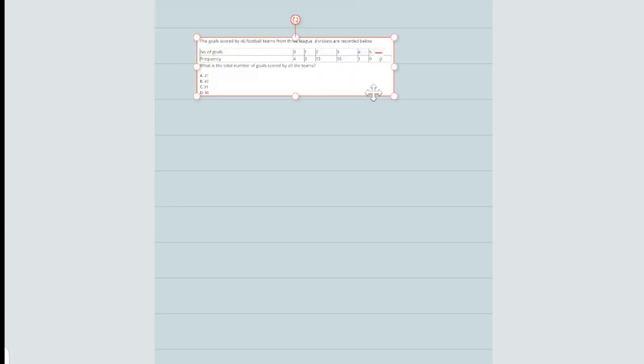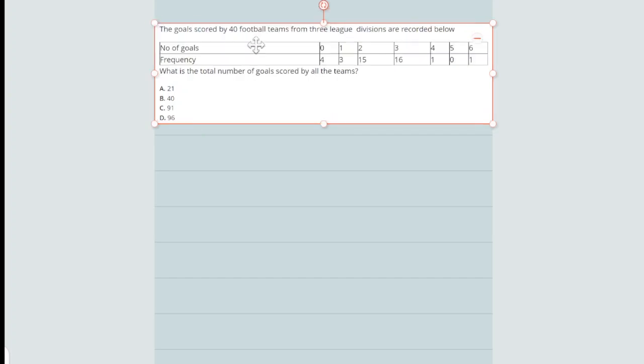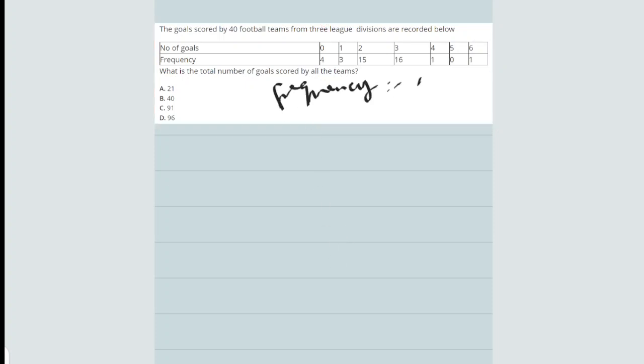So if you check the question very well, the question says the goals scored by 40 football teams from 3 league divisions are recorded as this. Then you have your number of goals with respect to frequency. When we say frequency, what's the meaning of frequency? Frequency is the number of occurrences. I hope you understand now. So it means for the first goal here, which is 0, the number of times that a team scores 0 is 4. So number of goals 1 is 3. The number of 2 goals appearing is what? 15.